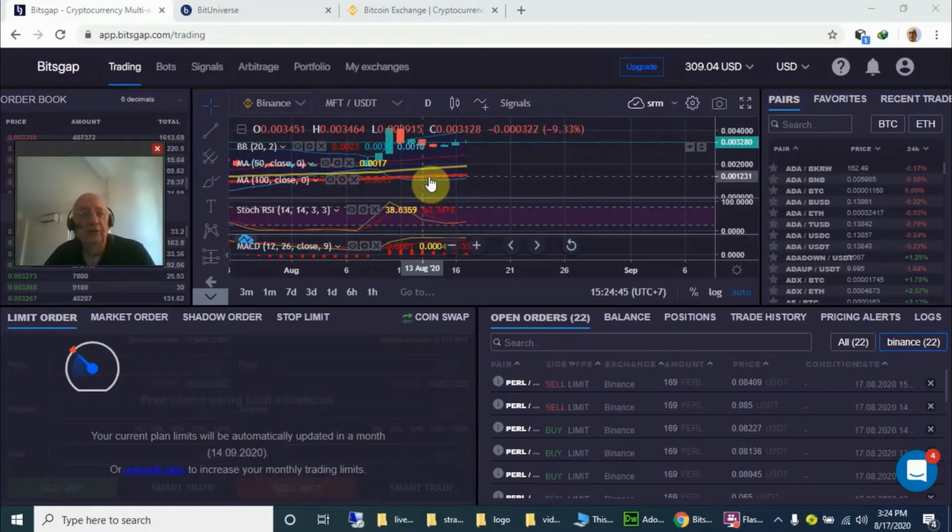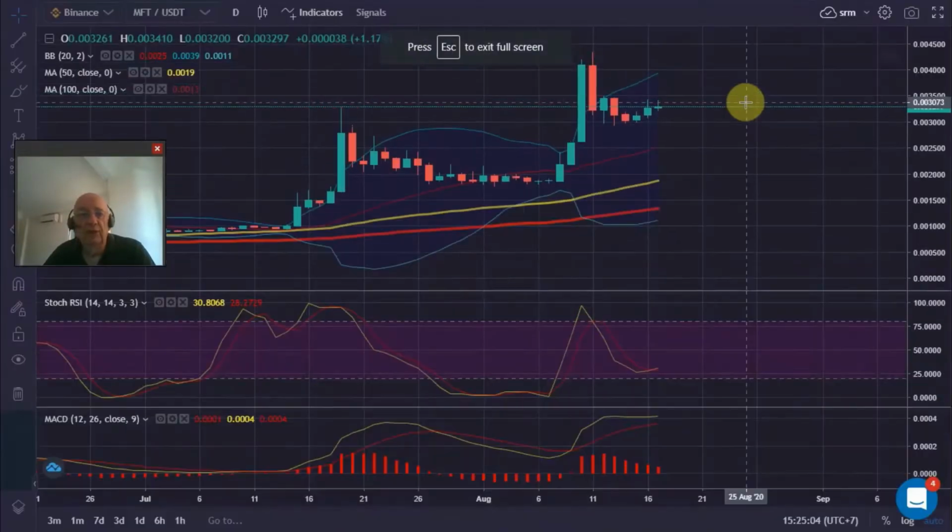Righto, let's first look. I went through my list this morning at 7 a.m. as soon as the daily candle opened up. I went through my list and yes, the only one that qualified was the MFT USDT. Righto, let's just go and open up this bigger grid over here.